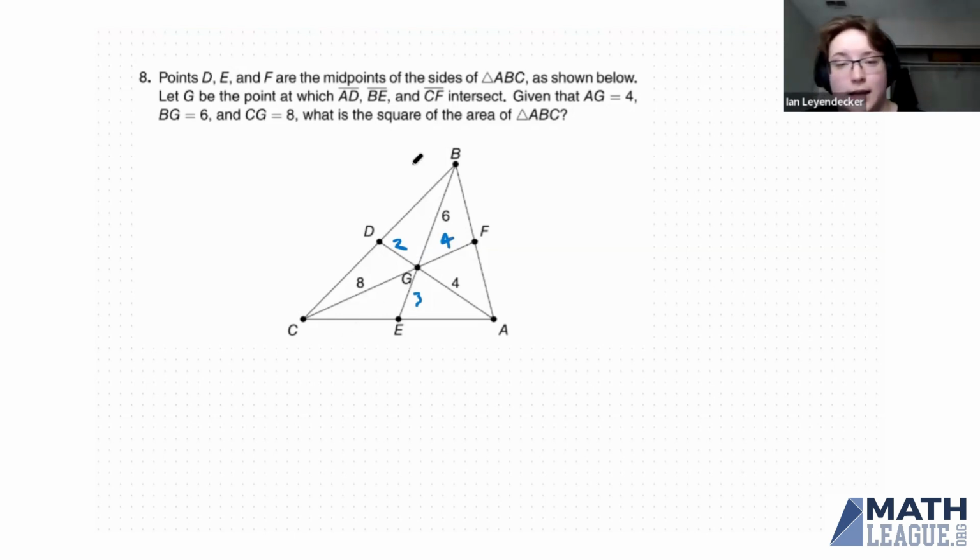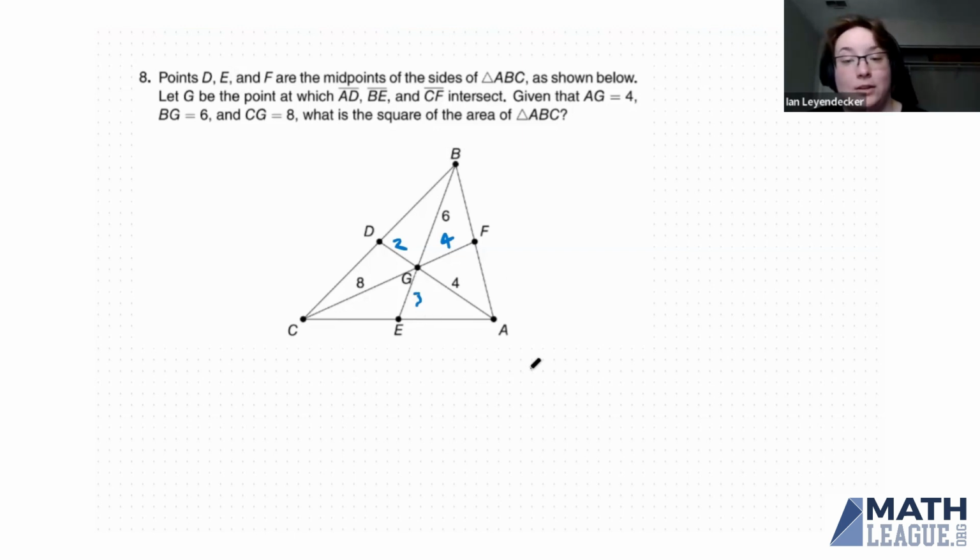Additionally, notice that, and I'm going to specifically focus on triangle AGC here, but this will also follow for triangles BGC and BAG, that triangle AGC is a triangle with the same base as triangle ABC and a third of the height. So triangle AGC is going to be 1/3 the area of triangle ABC.